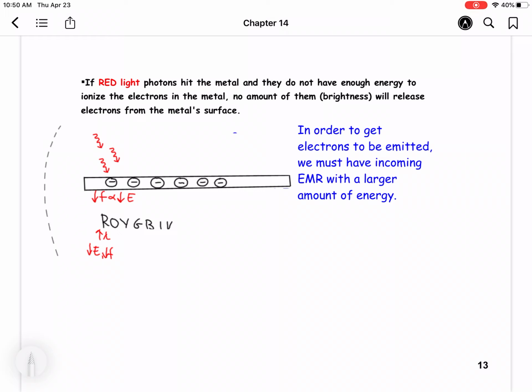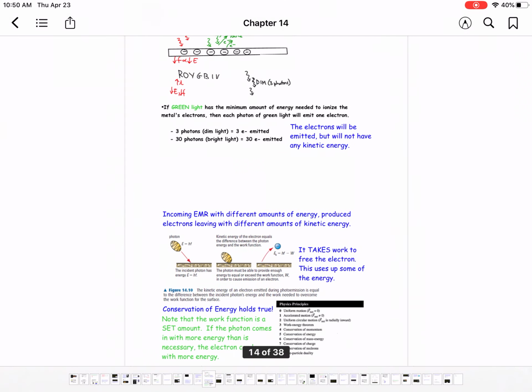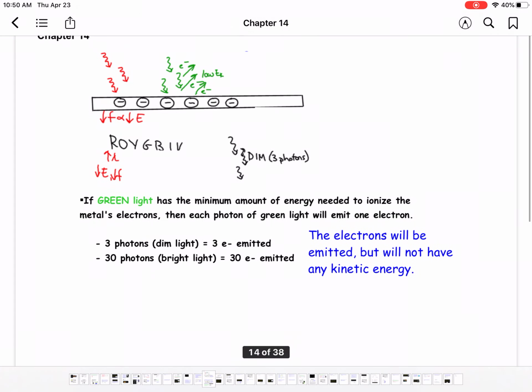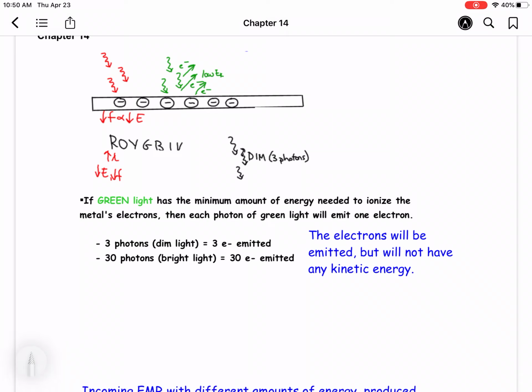Now, it doesn't matter how bright this red light is, it just won't ever cause the electrons to release, right? So then we decide, okay, well, we're going to send in some green light. Now, green light is above the threshold frequency. So green light, when it hits, it gives off electrons, but they have low EK. They kind of barely give it off.